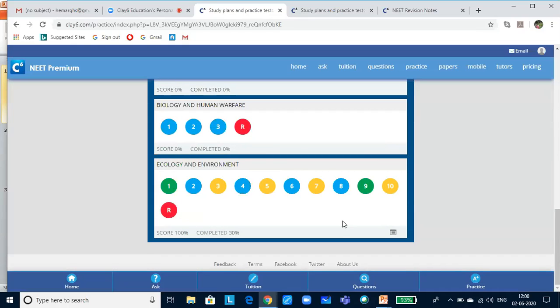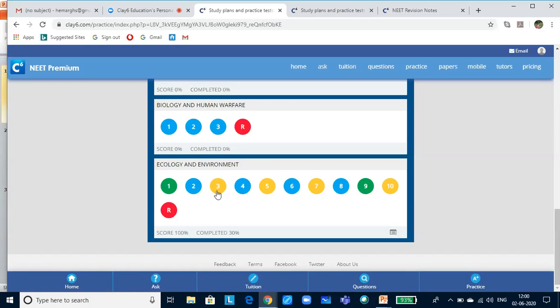Now you see a lot of colored bubbles. Each bubble represents a test. A green bubble represents that you have already taken the test and completed it. But if you want to practice again, you can take it and visit the test any number of times. A blue bubble indicates that a test is yet to be completed and you have not done it still.